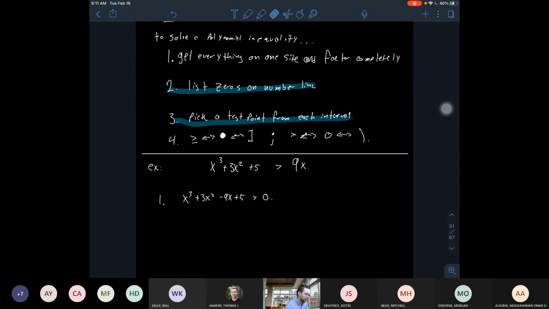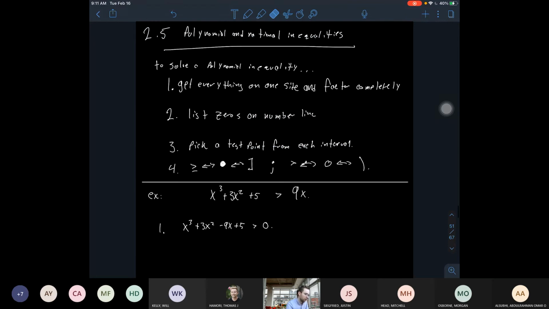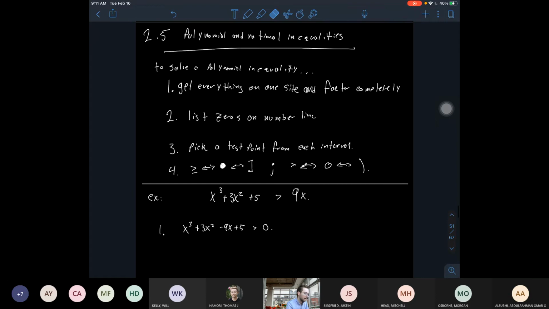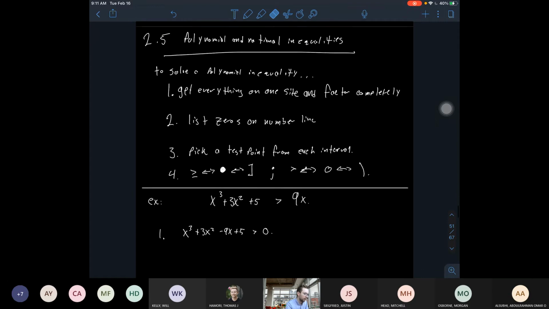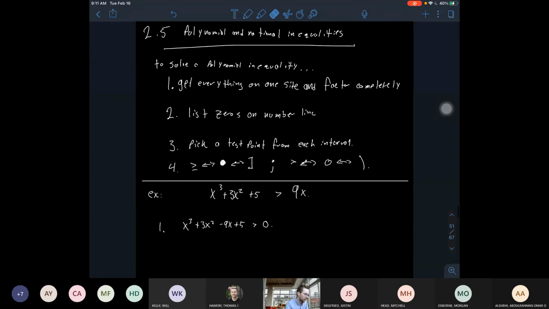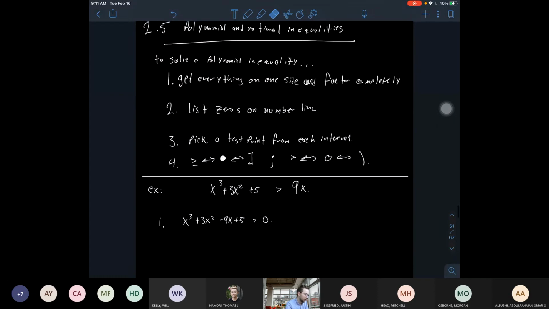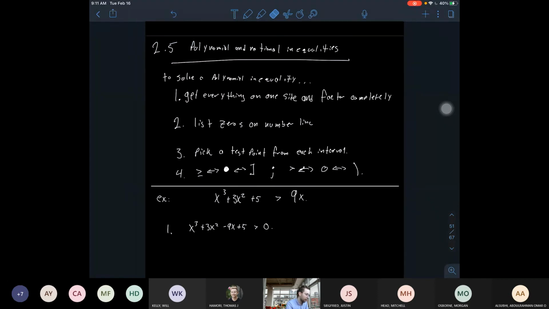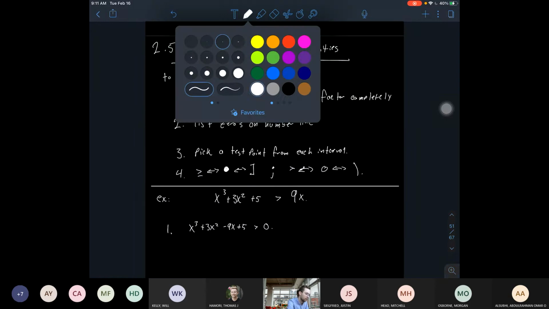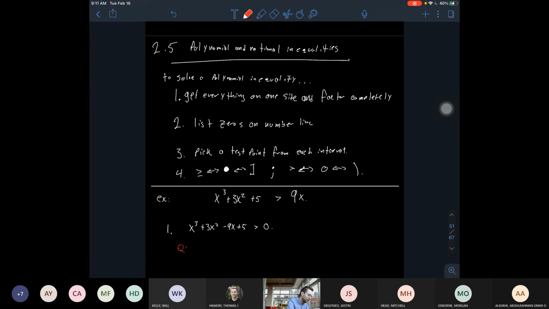But the first step is to just get everything on one side. And then the second step is to list all of the zeros on a number line. Okay, so let me ask a slightly harder question, but I'd like somebody to respond if they don't mind. So the question is the following. How can I find all the zeros?